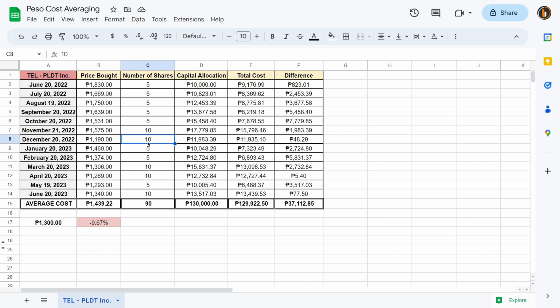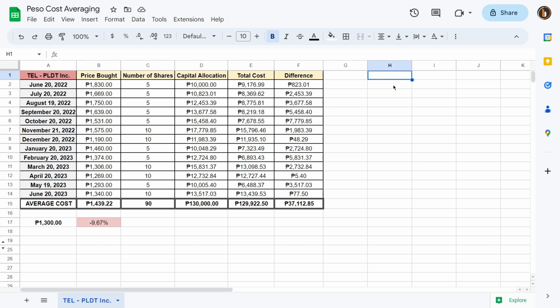So, on December 20, we were able to buy 10 shares again because the price was cheap at that time. Our capital was 11,983.39. The total cost of 10 shares was only 11,935, so there was 48 pesos left over. And then eventually, only 5 shares again on January 20, and only 5 shares again in February. And on March 20 we had the means again to buy 10 shares, and the same thing on April 20. So, that's all we're doing.